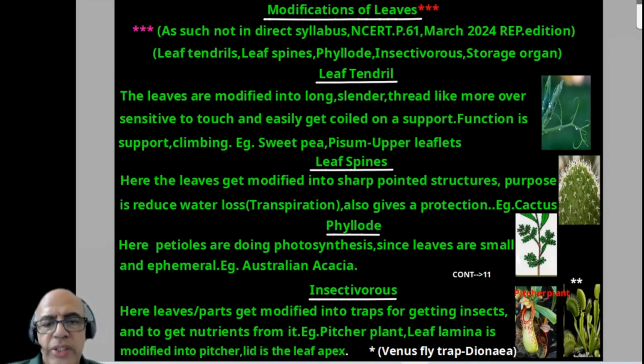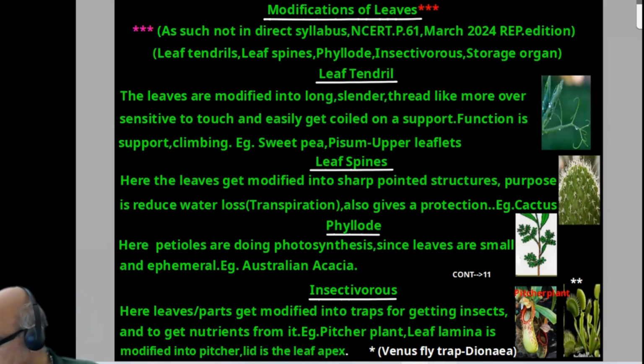Now next is insectivorous. Vorous means consuming, eating, insect eating. Here leaves or parts of leaves get modified into traps for getting insects. It is mainly due to deficiency of some minerals in the soil. So getting insects and to get nutrients from it. Typical example for us is, one is pitcher plant, where leaf lamina is modified into pitcher, lid is the leaf apex. It was a popular question, this one.